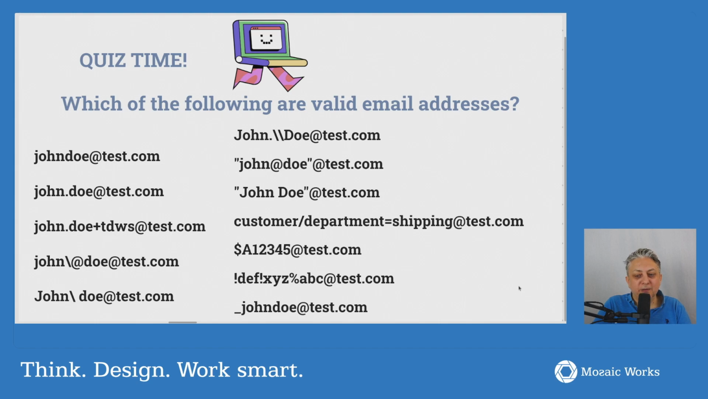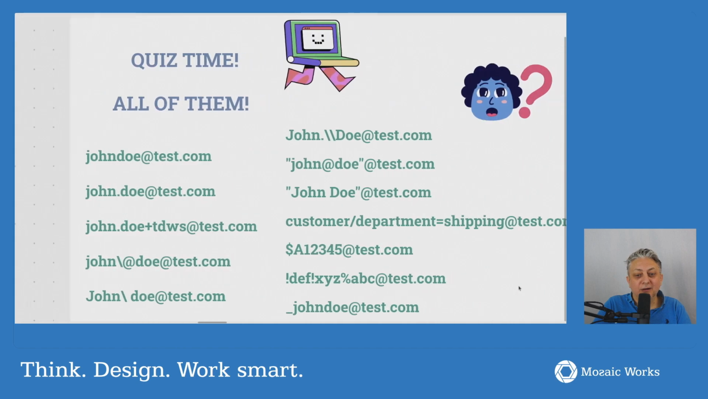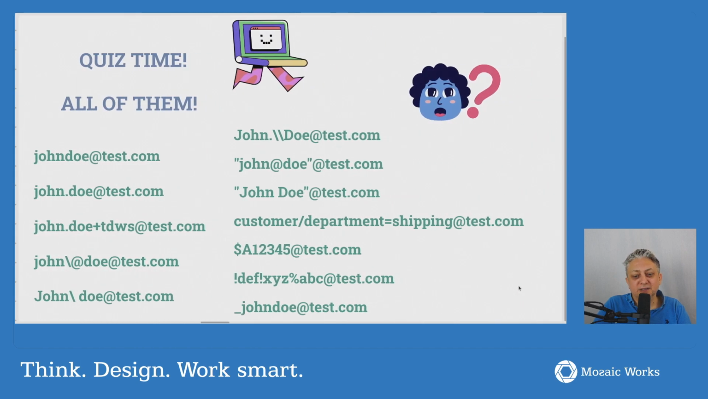What do you think about the next ones? The next ones contain characters, slashes, dots, and double slashes, quotes, equal signs, $ sign, exclamation mark, %, underscore. Are these valid email addresses? Well, turns out all of these are valid email addresses.